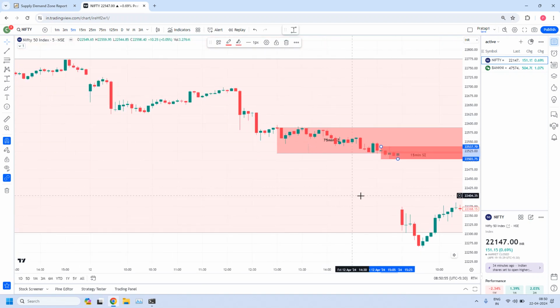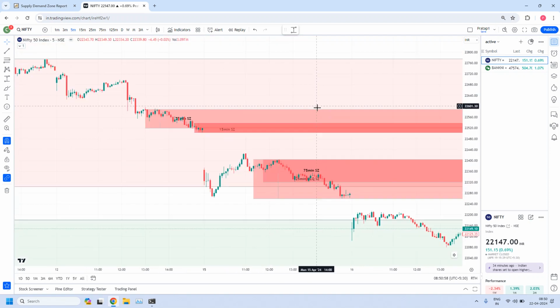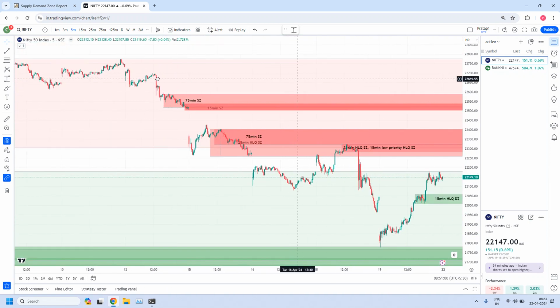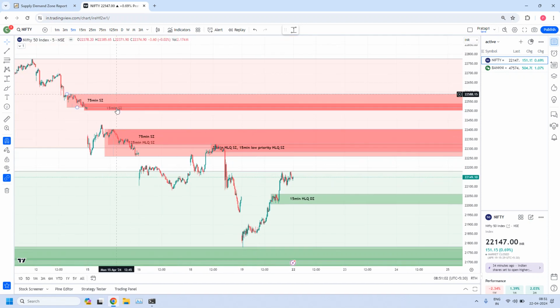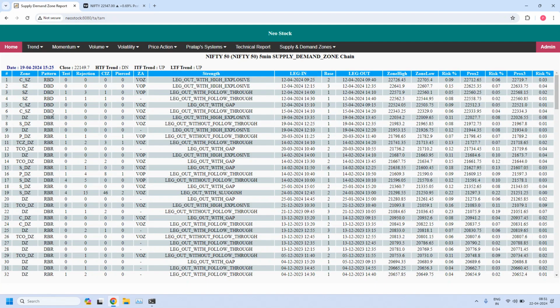Once we get into the chain, the supply demand zone chain, we will understand. First, this is the 5 minutes zone. So let us look into the immediately available ones. Immediately 5 and 6 we have high liquidity zones available.